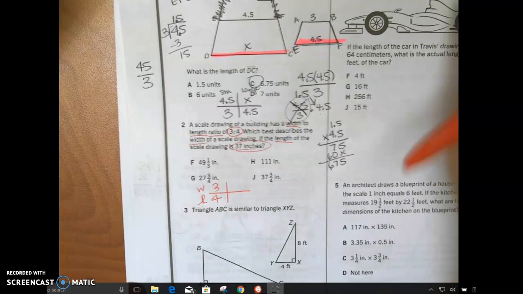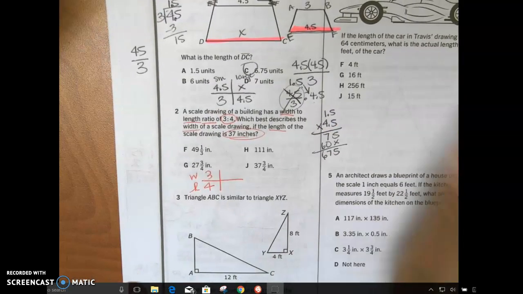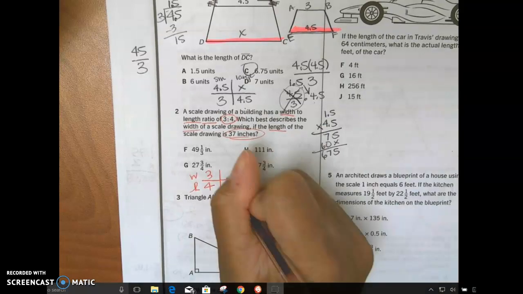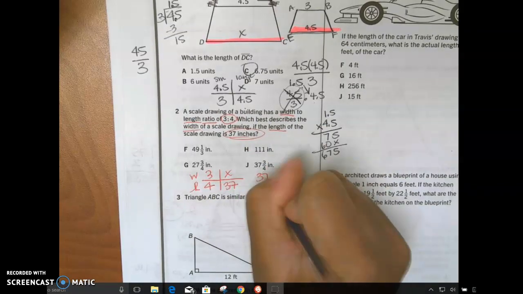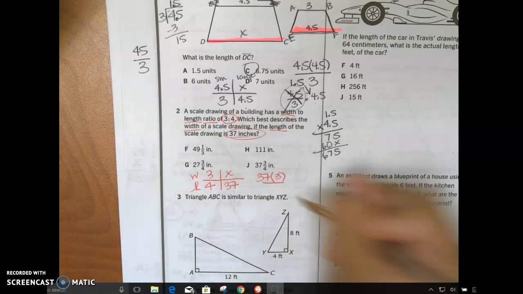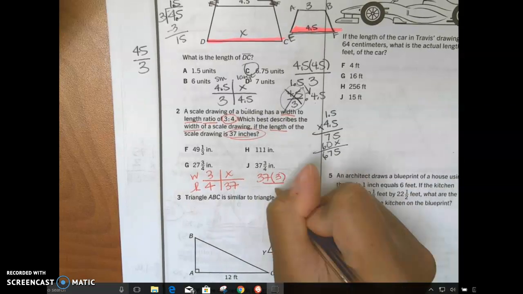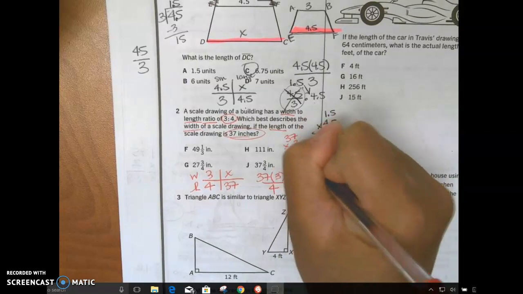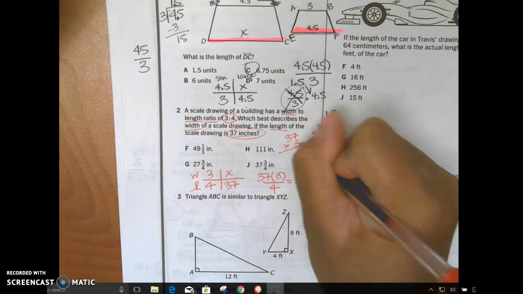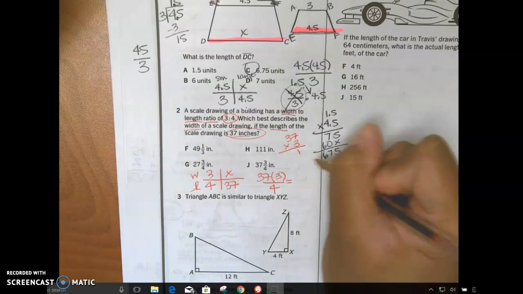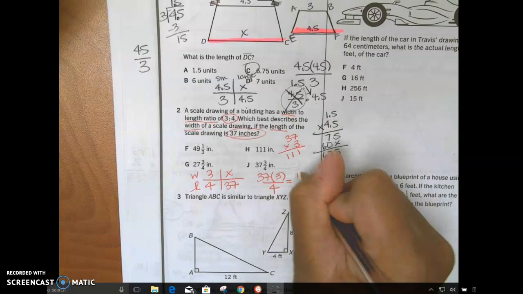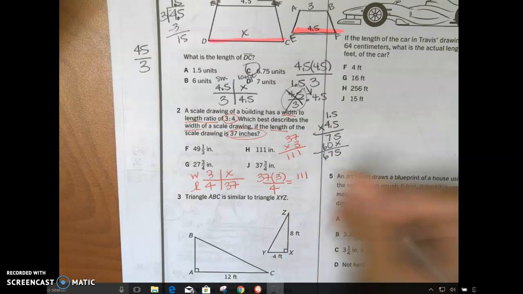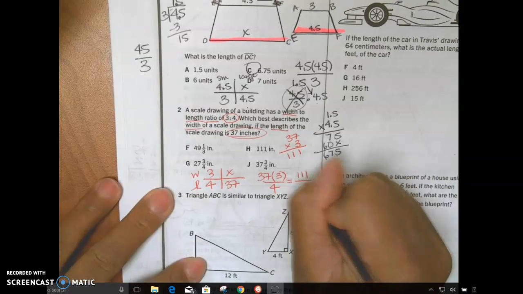Where do I put 37? At the bottom. And what do I put on top? 37 times 3 over who? 4. 37 times 3. 3 times 7. 3 times 3 plus 2. 111. They gave me this answer. Is it correct? No, it is not correct. Yes, I still have to divide.